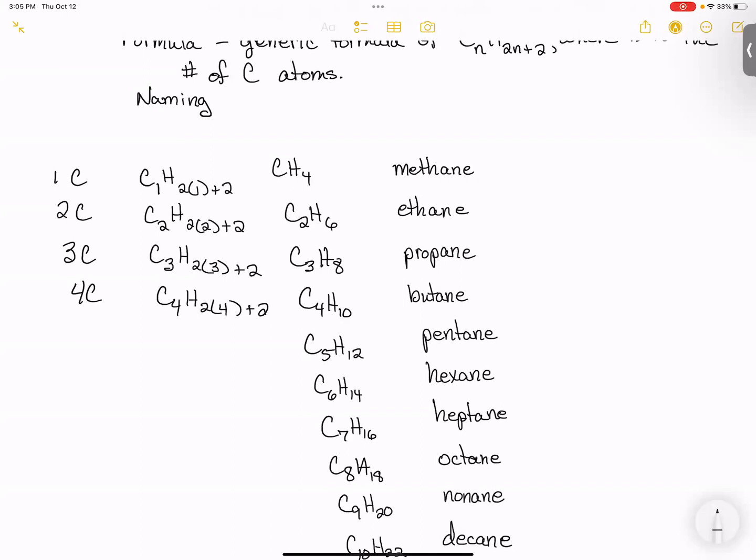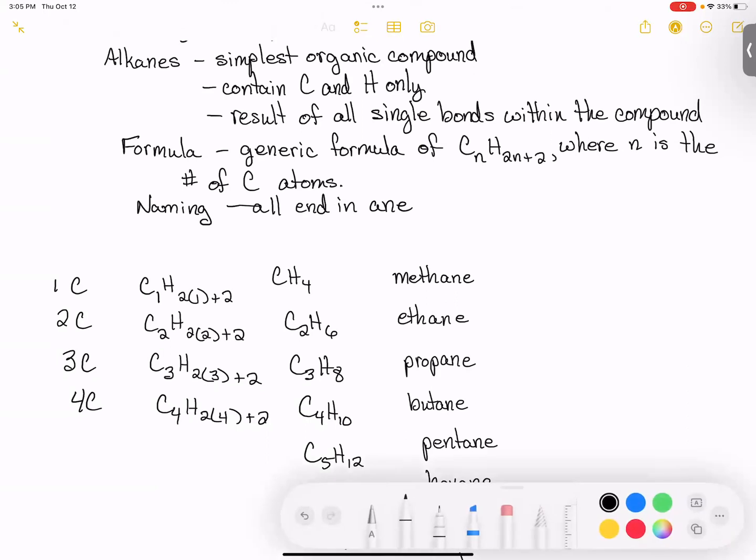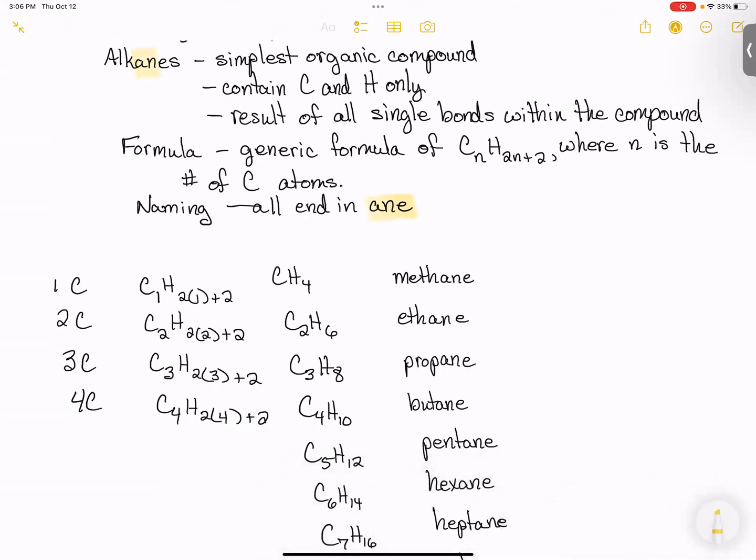Now I'm going to go back to the naming. What do you notice about the naming? One is they all end in ane. That's appropriate that they would all end in ane because so does the word alkane. In fact, the ending is extremely important, just like earlier when I was saying that the ending of the anion helps us determine what we're working with. The ending ane tells us we're dealing with an alkane.